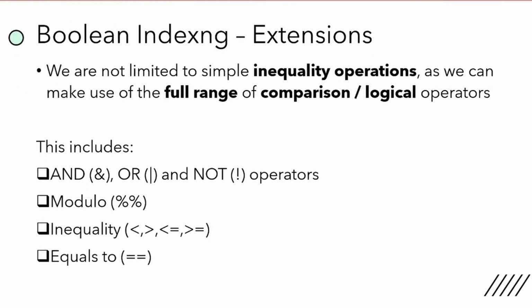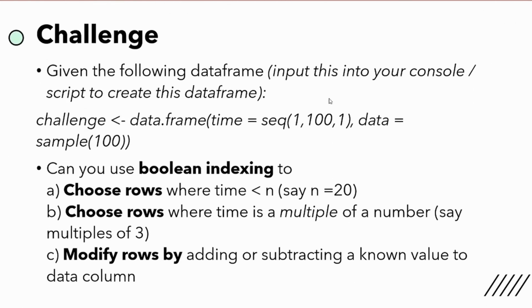And as mentioned, it's not only limited to simple inequality operations. You can perform the full range of comparison and logical operators. That includes and, or, not operators, modulo, inequality, equals to, etc. It opens a real wealth of possibilities for you to explore and manipulate data using this Boolean indexing method. So now that we have gotten to grips with how to use Boolean indexing in R, let's start doing something with it.